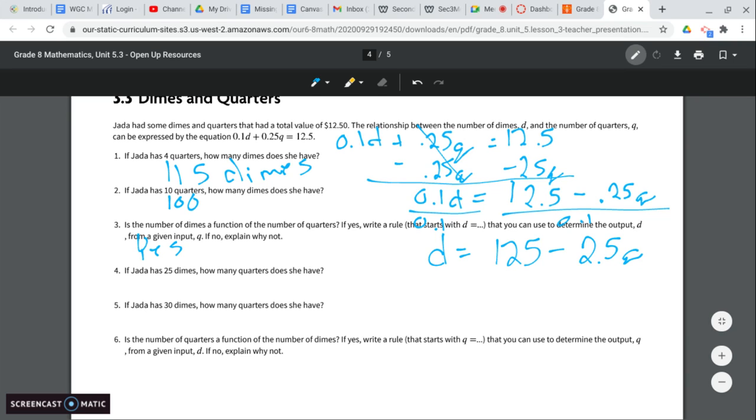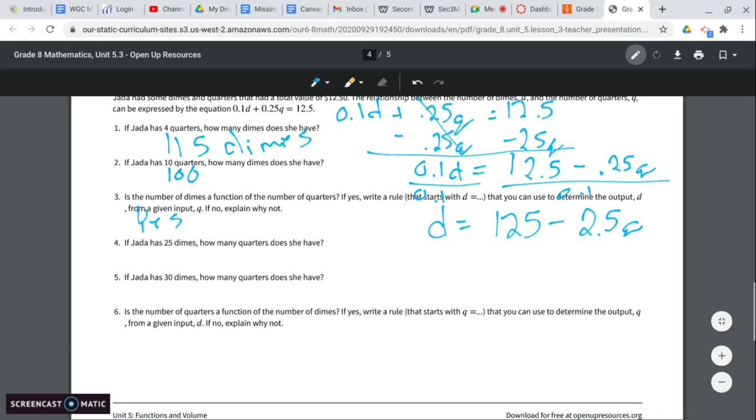So we could have used this to find this out, and then it'd be a little bit easier because we wouldn't have to worry about subtracting and then moving things around. It'd already be just plug in the quarters, multiply by 2.5, and subtract from 125. So it'd be a little bit easier.